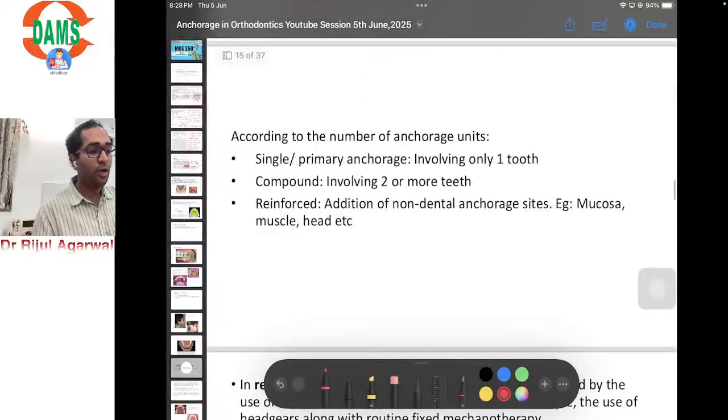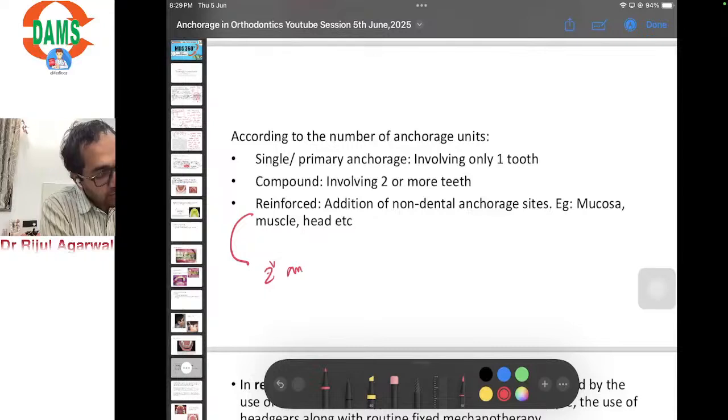Next, according to the number of anchorage units used, it can be single or primary, involving only one tooth, compound, involving two or more teeth, and reinforced, which means addition of non-anchorage units. So the best example of reinforcing an anchorage is involving the second molars as well.